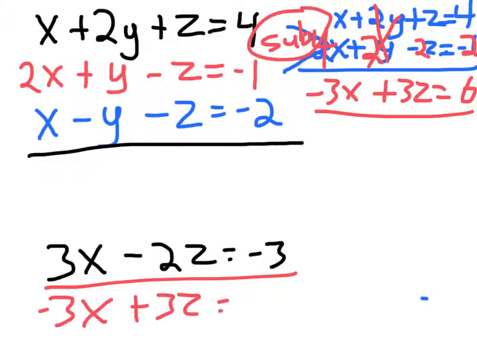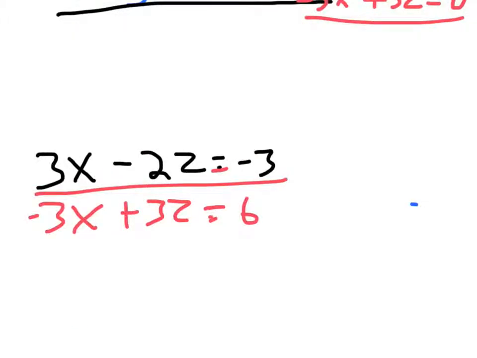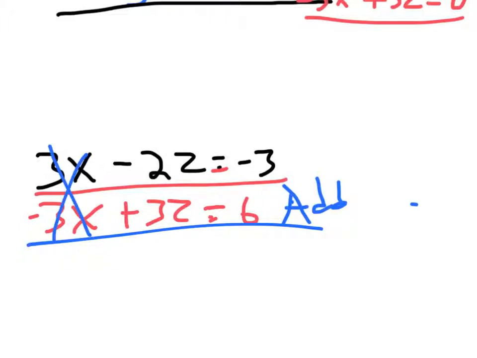You've done that before if you've gotten to this section in whatever book you're in. So we reduced it to 2 variables. Now let's try to reduce it to 1 variable. Let's add the 2 equations, and I'm looking at 3x plus negative 3x when I'm adding. Okay, 3x plus negative 3x makes nothing. Negative 2z plus 3z makes 1z. And negative 3 plus 6 gives us positive 3. So there it is. Z is 3.